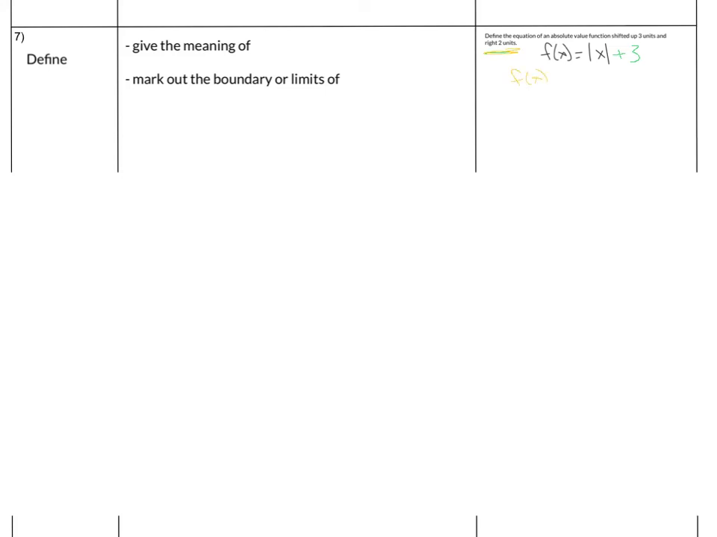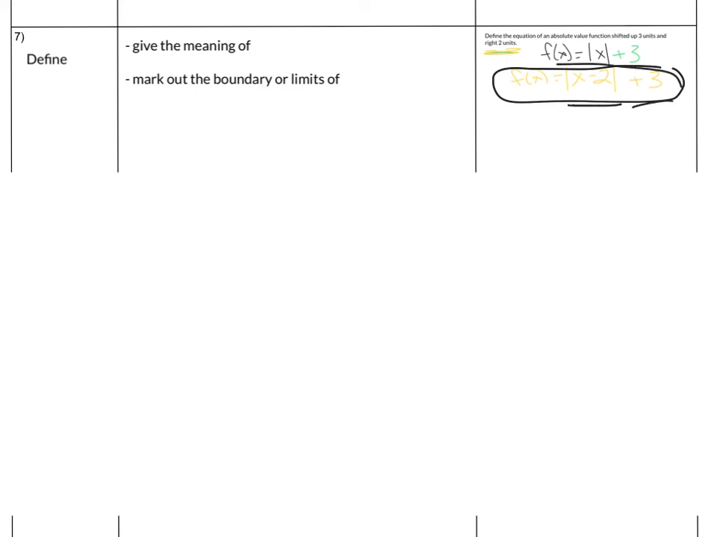It's going to be f of x equals, and then something's going to happen inside the function. We still have that plus 3 outside, but the x is going to be subtracting 2. So if it's moving to the right, that means it's going in the negative, or I'm sorry, it's going in the positive direction, but it's going to be a negative inside of the function. The equation f of x equals the absolute value of x minus 2 plus 3 is that function defined. We have defined the equation of an absolute value function shifted up 3 units and right 2 units.